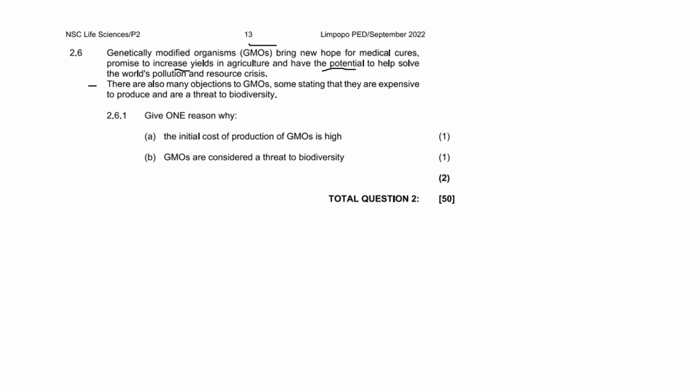Give one reason why the initial cost of production of GMOs is high. Remember, guys, we're modifying food, so the equipment they're using to modify it should be expensive, because not everyone can afford to modify them. If they make it easy for everyone to modify, then the whole world will be full of modified food. So the equipment is very expensive. That's why it's tough for many people to just make GMOs any day.